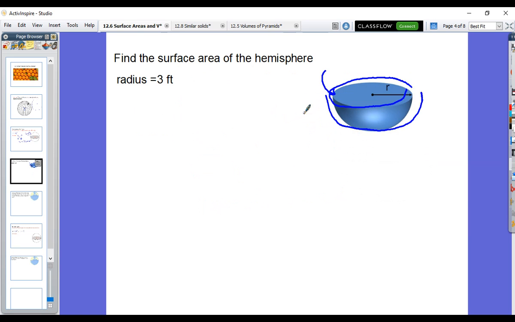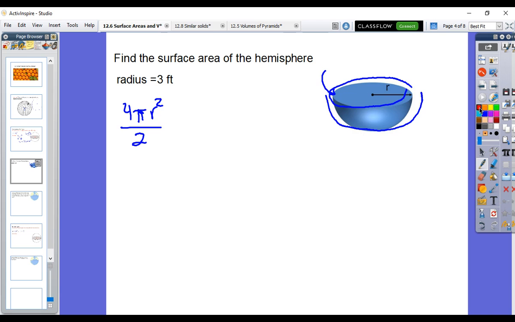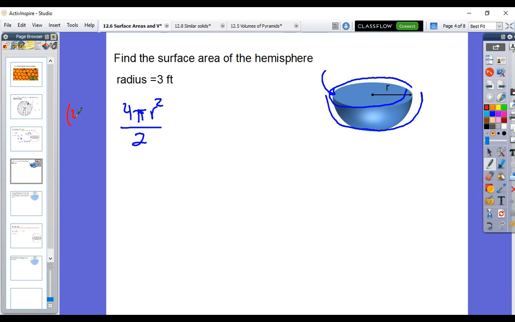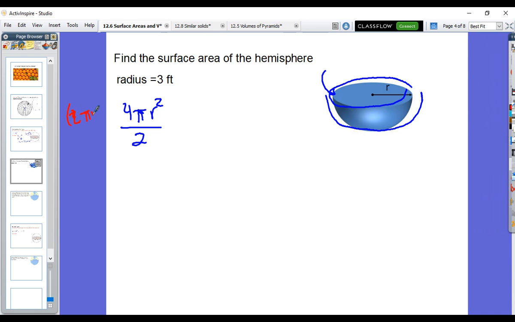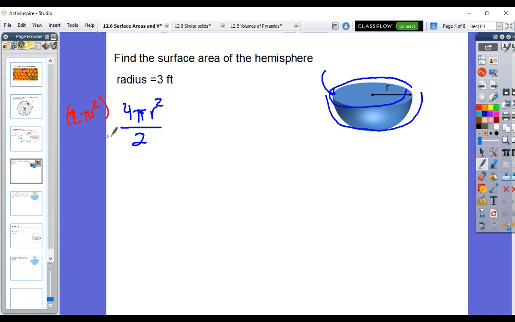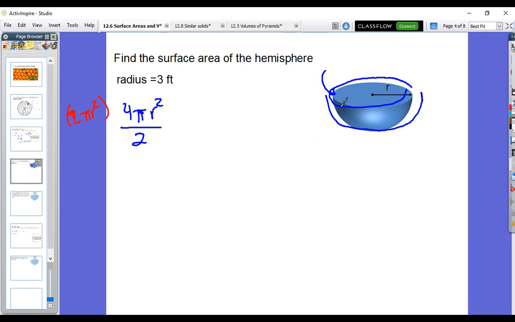So let's look at this hemisphere. We're doing half a sphere, so it's 4 pi radius squared divided by 2 because it's half. You can also write it as 2 pi radius squared. Same difference. So 4 pi radius squared divided by 2 gives you the surface area of the outside all the way around. But we also have to include the top. The top is a circle, so that's just a regular pi radius squared.